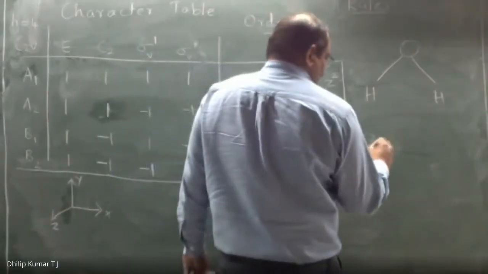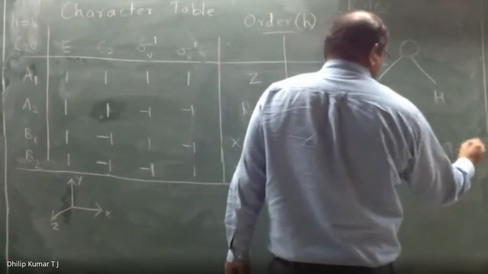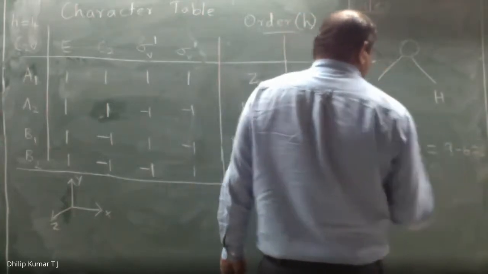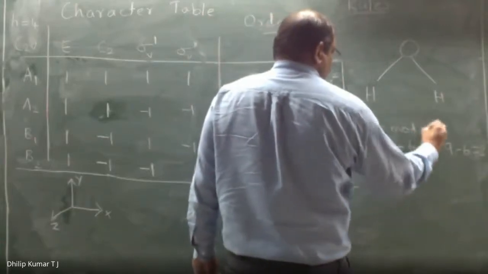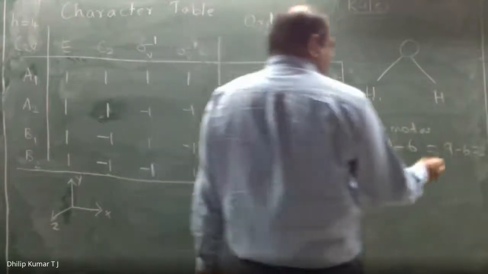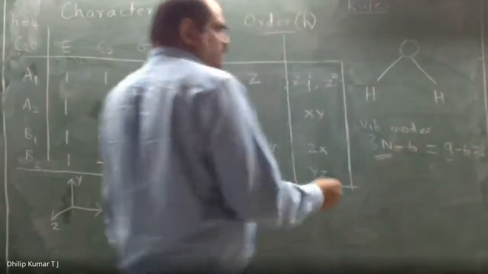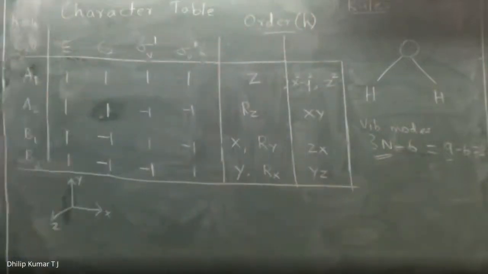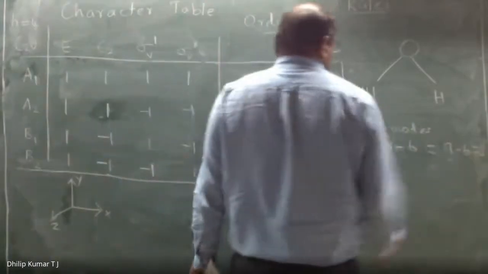So how did we get 3? 3N minus 6, right? So 3 into 3, 9 minus 6. So we should get 3. So there are 3 vibrational modes. Okay, so total modes is 9, right? In that, 6 we are subtracting. 6 are 3 translational and 3 rotational. So we are going to subtract that and then find the 3 vibrational modes.